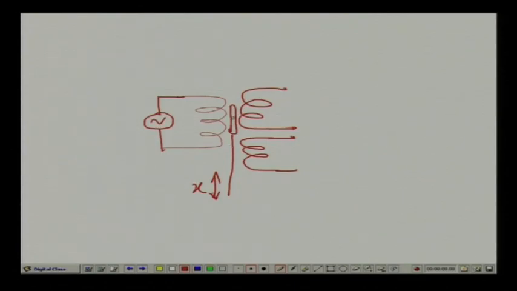If I put this LVDT core up, there is more linkage between the primary and one secondary. If I put it down, there is more linkage between the primary and the other secondary, right. So the two voltages will be different. Now, if I put this in series opposition like this, the output voltage will be a function of the displacement x.